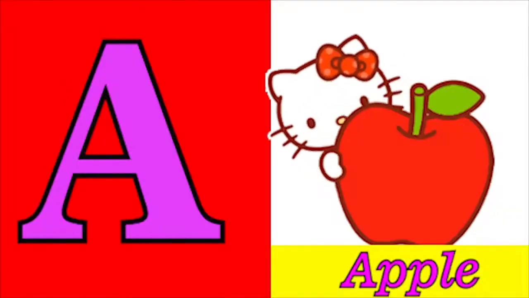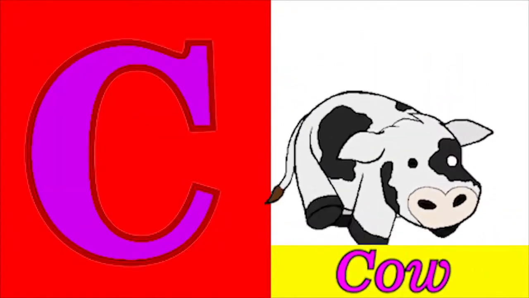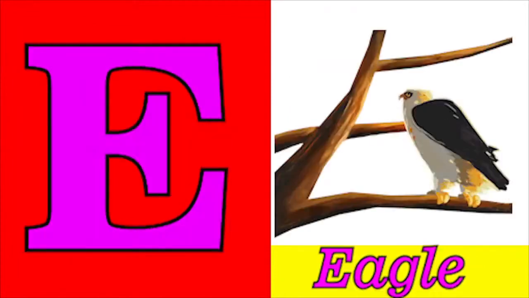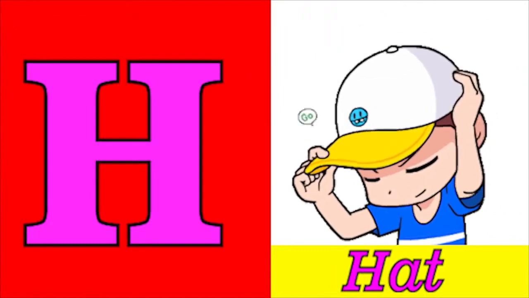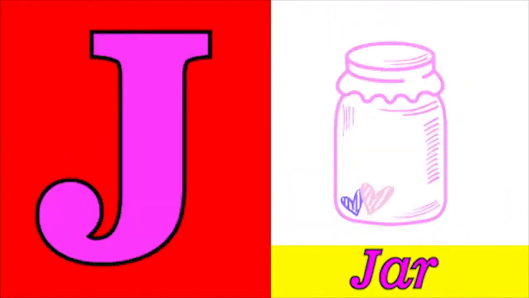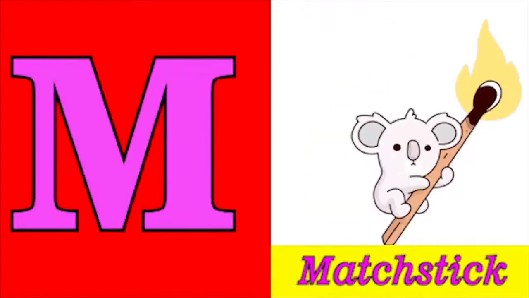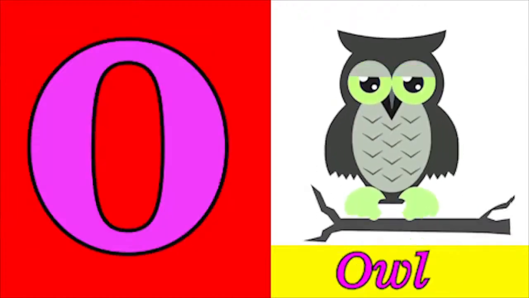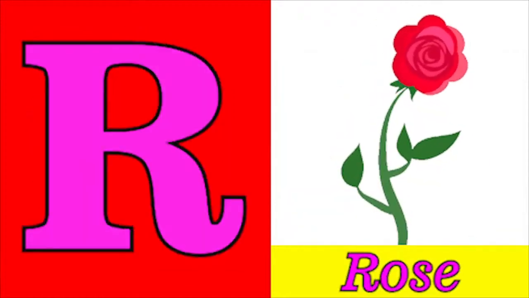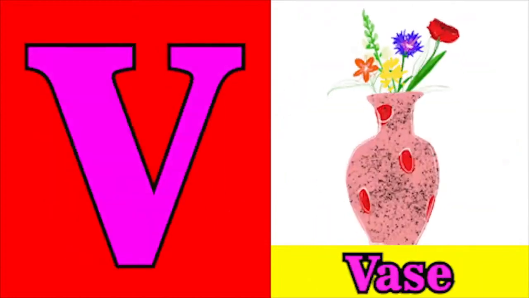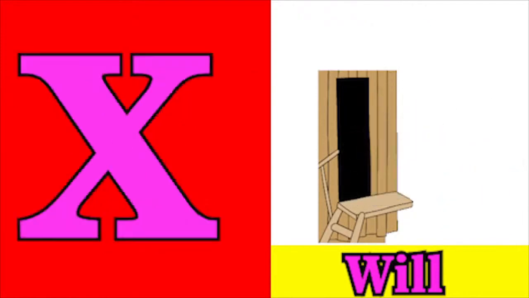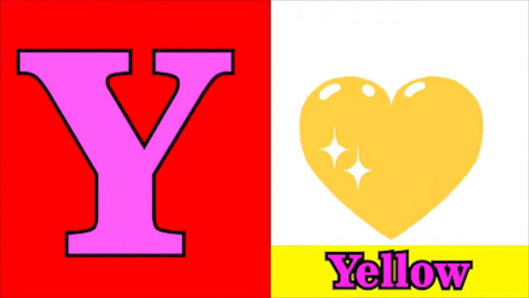A for apple, B for bat, C for cow, D for door. E for eagle, F for frog, G for girl, H for hat, I for inkpot, J for jar, K for key, L for leaf, M for matchstick, N for nose, O for owl, P for pan, Q for quiet, R for rose, S for sun, T for tub, U for unicorn, V for vase, W for whale, X for giraffe, Y for yellow, Z for zoo.